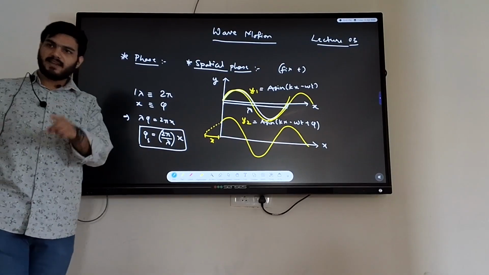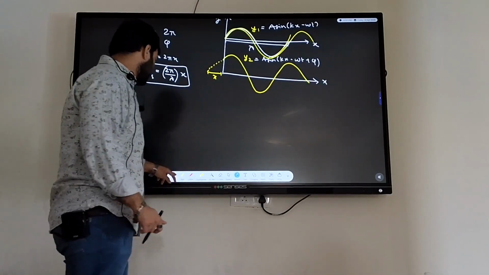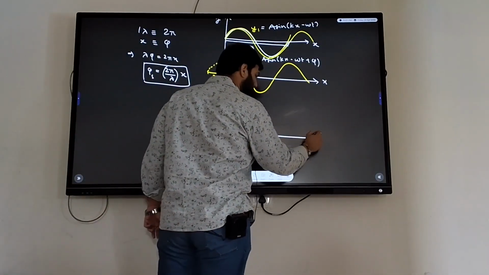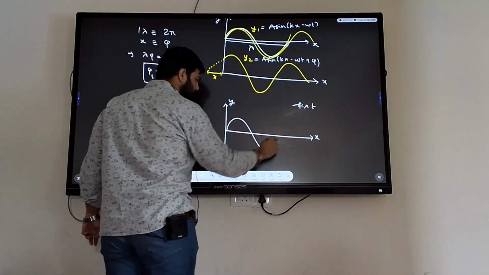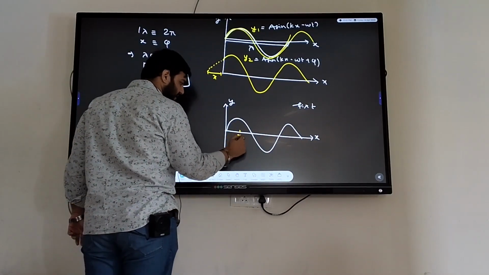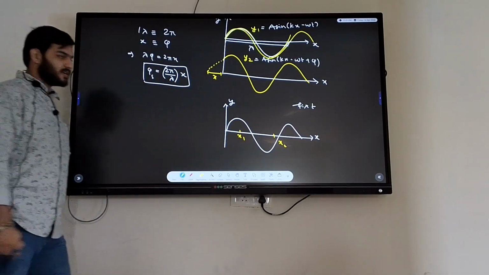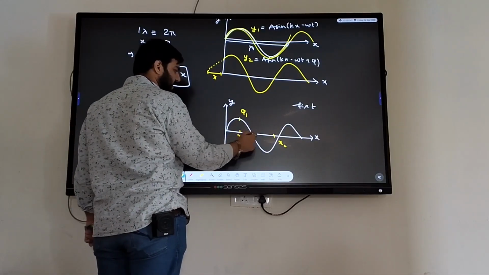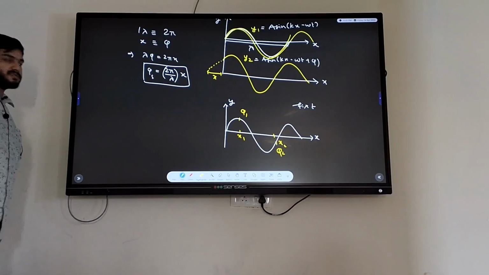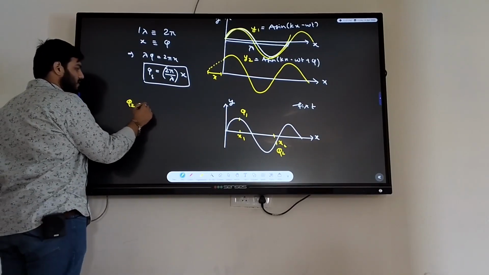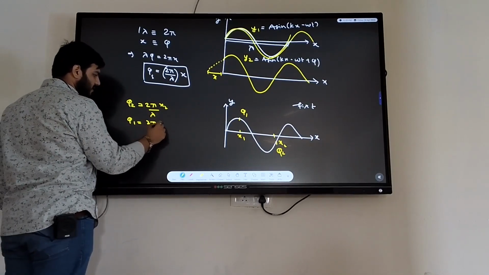What if I consider the same wave and two different particles? Let's say I have a wave like this. I am fixing time. Please remember, fix time. Let's say I have a wave like this. At some position x1 there is a particle. At some position x2 there is another particle. For position x1 it traverses an angle phi1. For position x2 it traverses some angle phi2. Then what is the phi2? The phi2 is 2 pi x2 by lambda. Phi1 is 2 pi x1 by lambda.